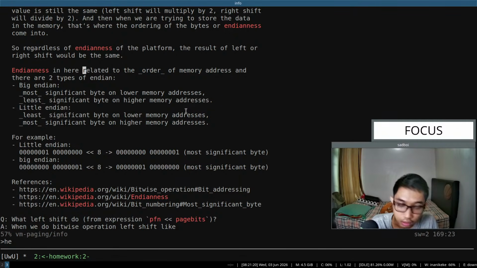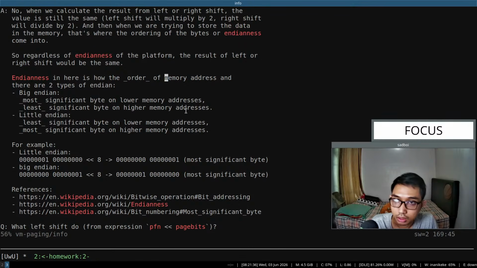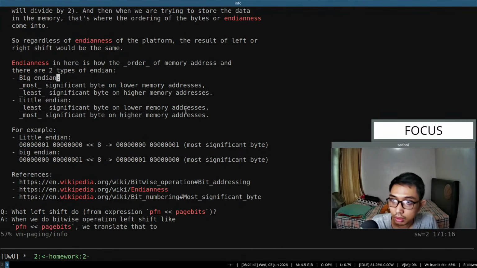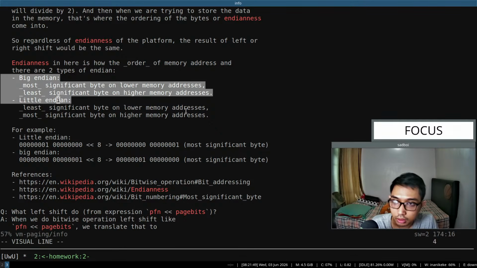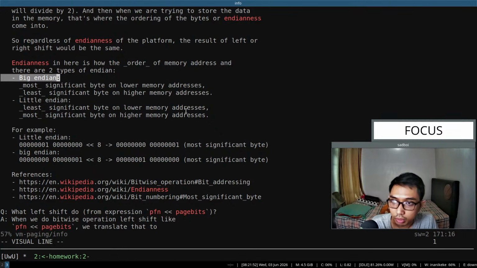In here is how the order of memory address. Like what is it called? Yeah, is there any reason, or maybe the benefit of using big endian rather than little endian, or vice versa?